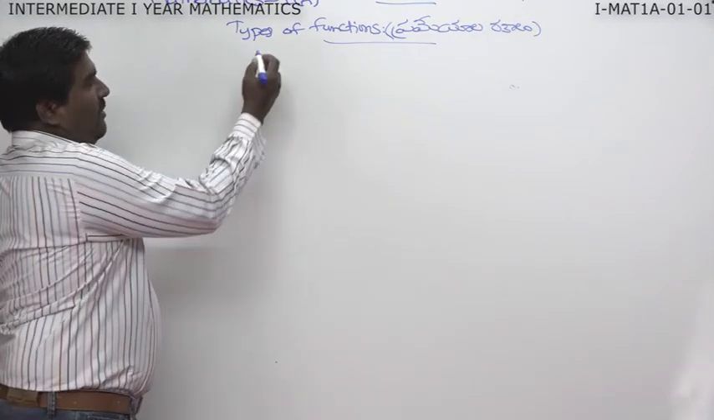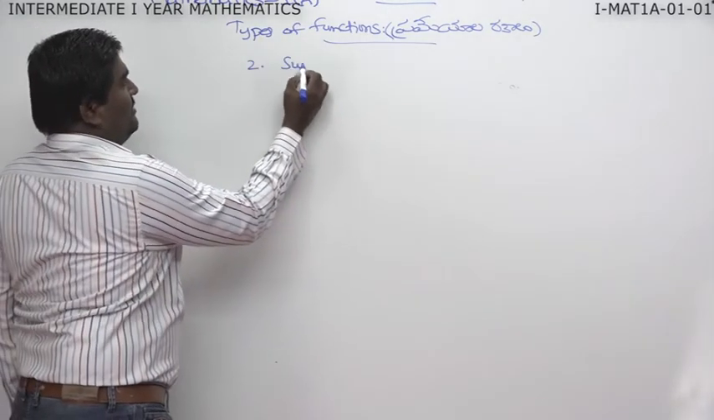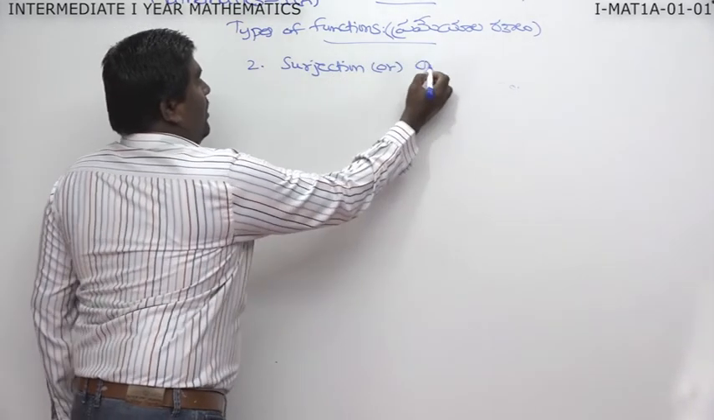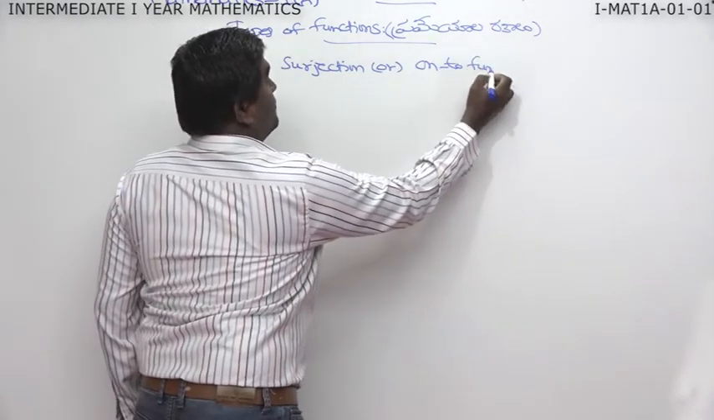The second type of function is surjection, or onto function.